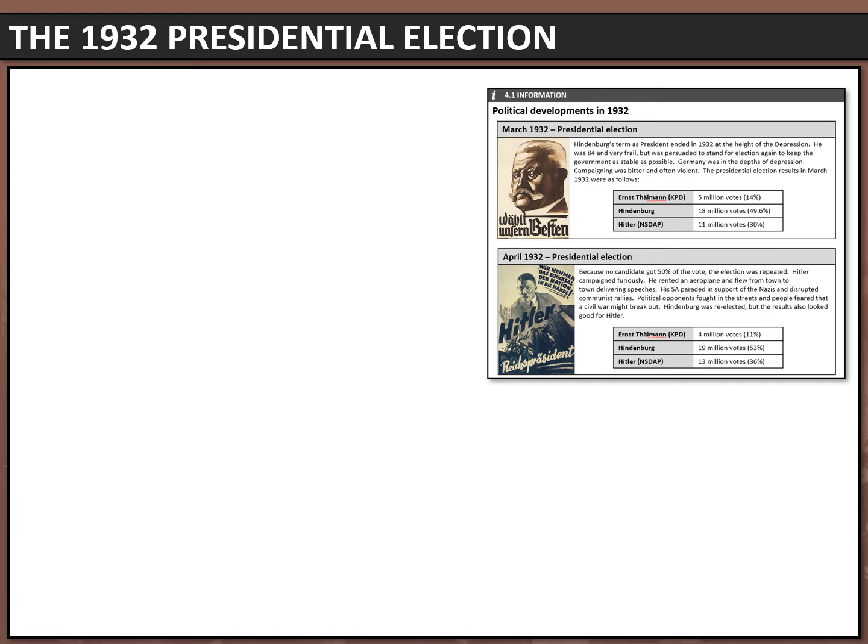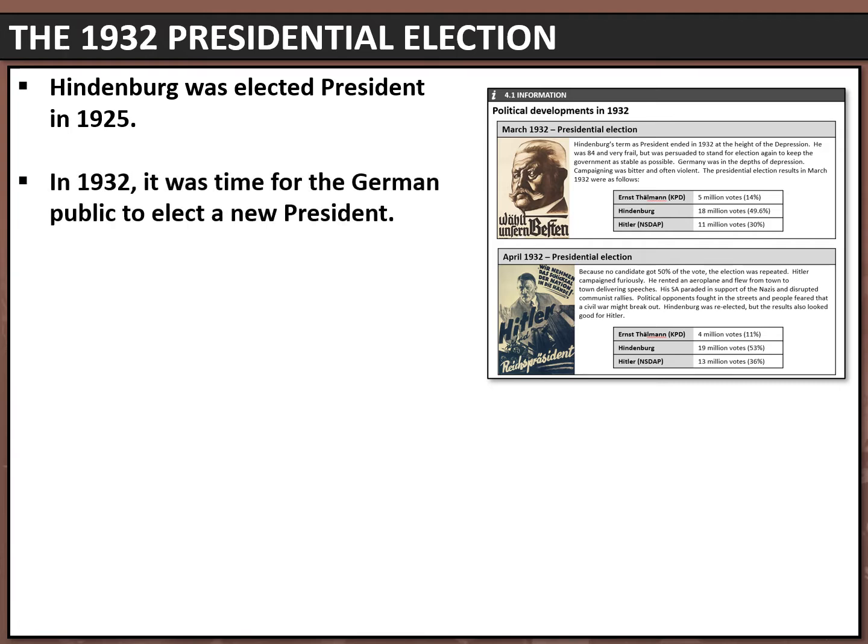So we're going to look first at the 1932 presidential election. Now, as you know, Hindenburg was previously elected as president in 1925, but according to the Weimar Constitution, the president had to be elected every 7 years. So, in 1932, it was time for the German people to elect a new president.